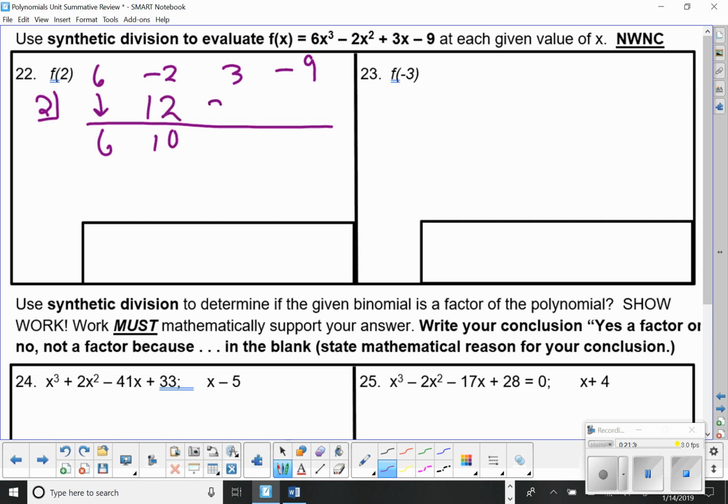2 times 10 is 20. Add these together and I get, excuse me, 23. 2 times 23 is 46. Add these two together and I get 37. So I'm sitting here doing all this stuff and I'm speaking very quickly and not even paying attention. So F of 2 is equal to 37.